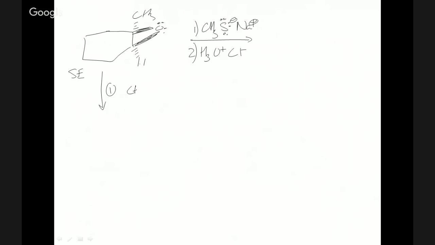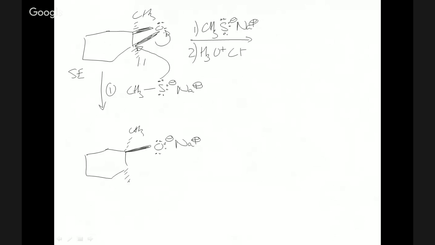Step 1. Draw out your sulfur nucleophile. Pair of electrons is going to attack from the back face, opening up the ring. The O minus and Na plus associated with it. And then you have a sulfur carbon bond with 2 lone pairs. The hydrogen's on the same side as the oxygen.